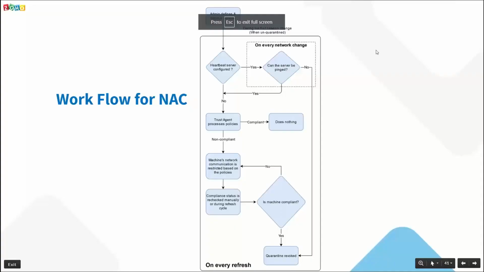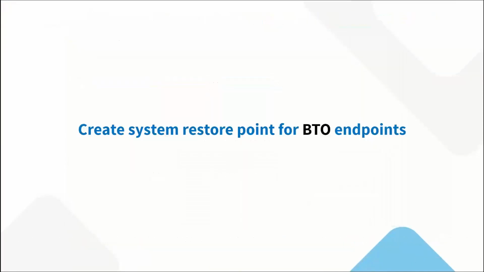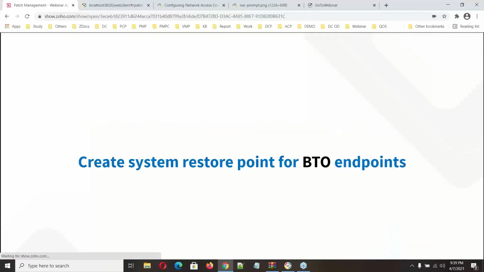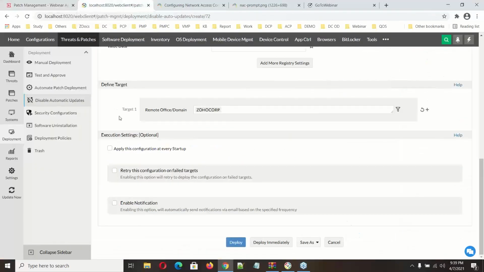Back to the presentation. And here is the screenshot that explains the network access control for the non-compliant machines. And the next stage is to create a system restore point for back to office endpoints. So as we explained before, there is a configuration that you need to apply to restore the systems. And let me show you how that can be applied.